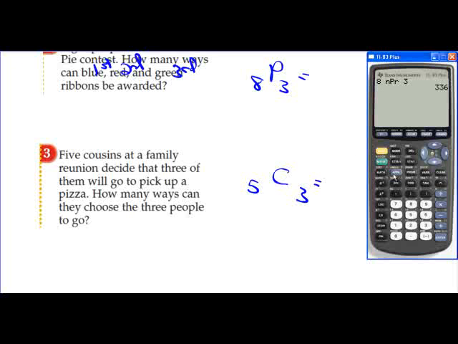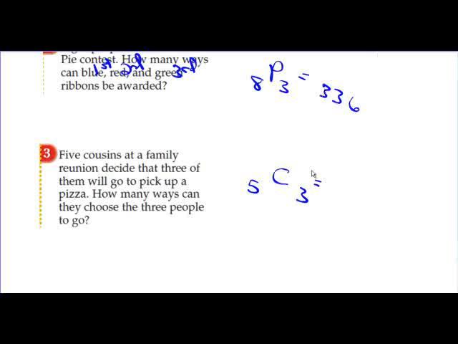Now while we're doing this, we'll also do 5. And here's our math. I'm going to go down to C for combination and hit enter. And 3. Okay, so I have 10 ways. So 336 and 10.